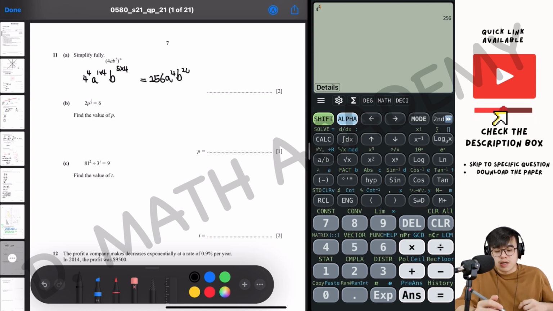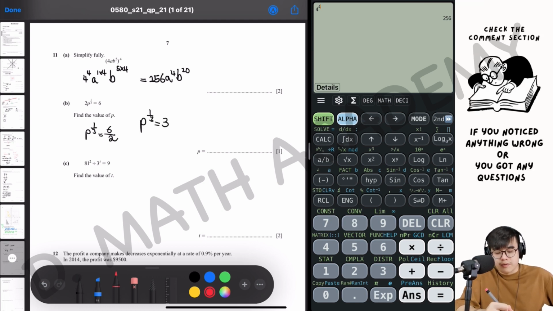E4, B20. Okay, so from here we are going to do our part B. First, get rid of the 2 first. So 6 divided by 2 should get 3. And to get rid of the power of 1 over 3, both sides will be cubing it. So that you get p equals 3 to the power of 3. That will be 27.